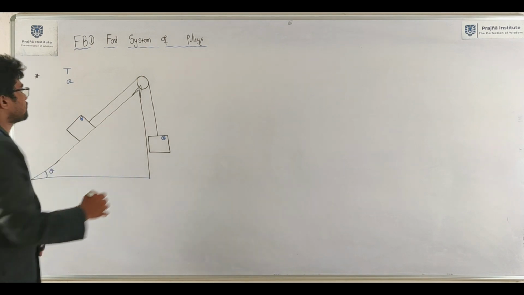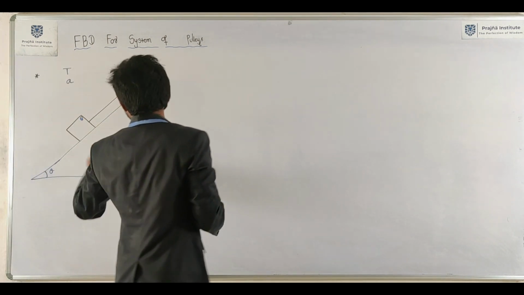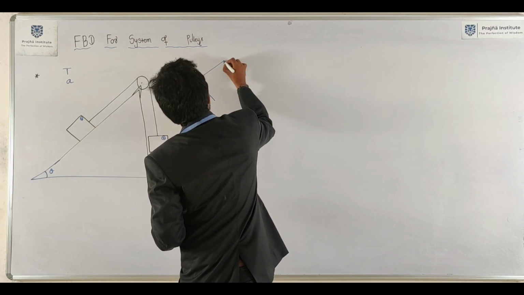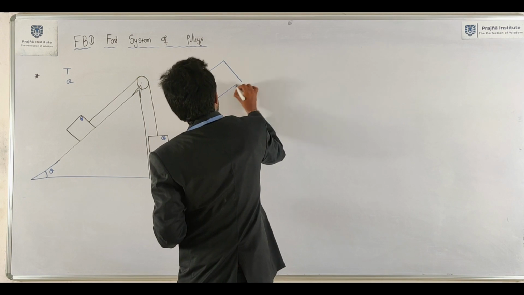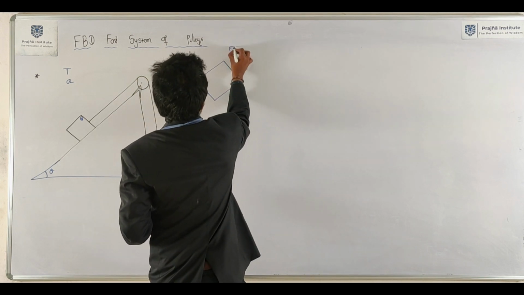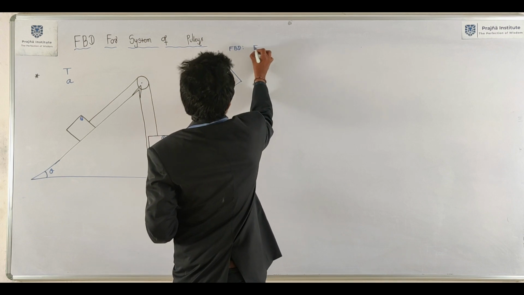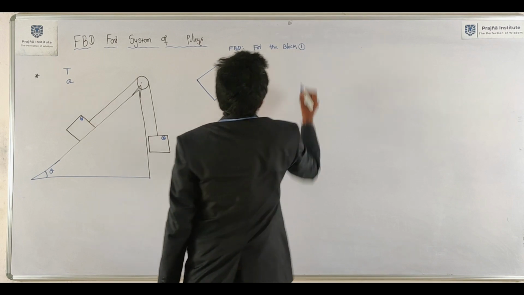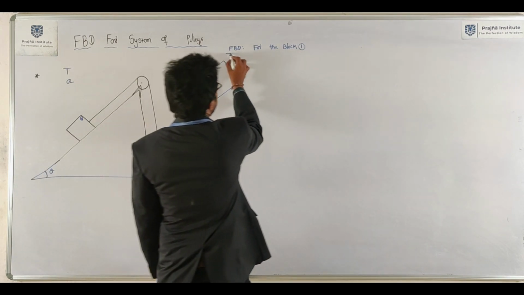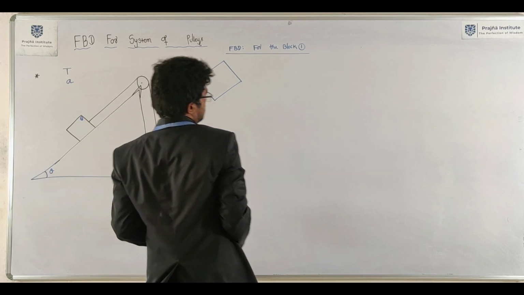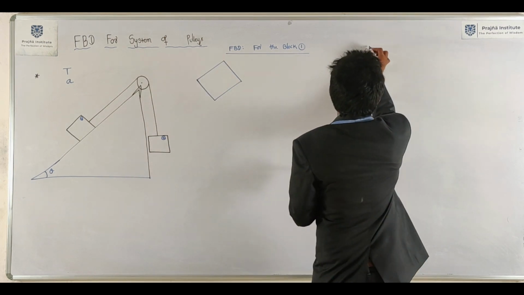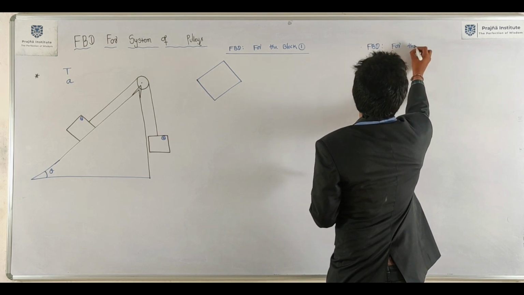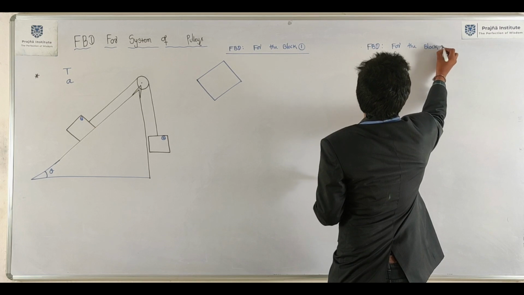We just need to draw the free body diagram for this particular block. FBD for block 1, and repeat it for block 2.